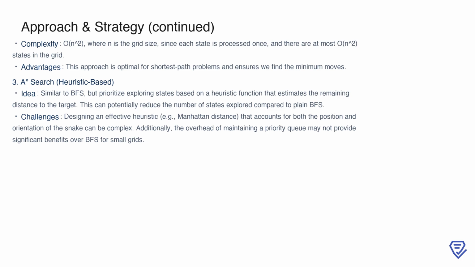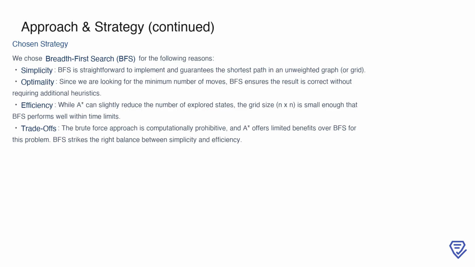Moreover, maintaining the priority queue required for A* adds additional overhead, and for smaller grids, the performance gains compared to BFS are often negligible. This makes A* less favorable in the context of this problem. Among the approaches considered, we ultimately chose breadth-first search as the most suitable strategy.